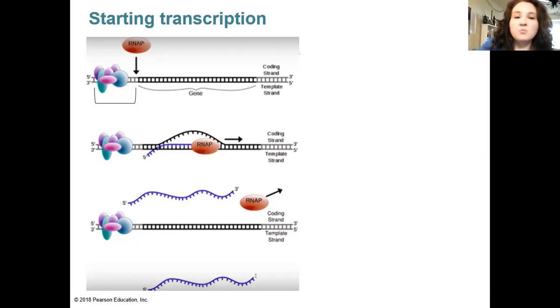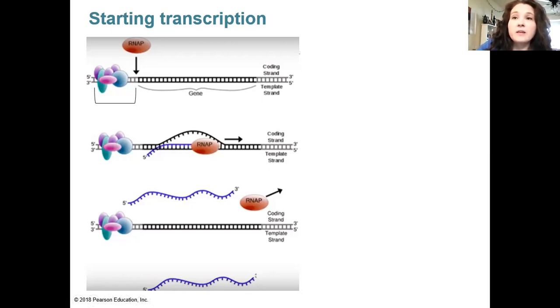Also notice that it's reading the template strand, which makes sense because when you're making something, you use a template. And because it's reading the template strand and it's matching bases to that strand, those bases are going to go in the same order as the other side of the DNA. So it will be an exact copy of the coding strand. It's not copying the template strand. It's copying the coding strand.